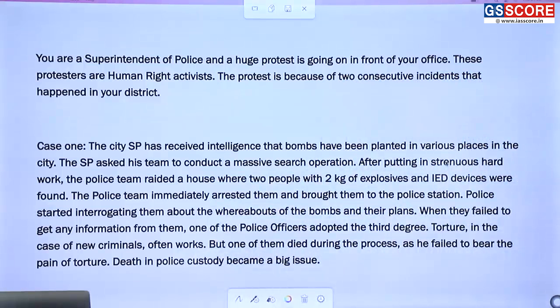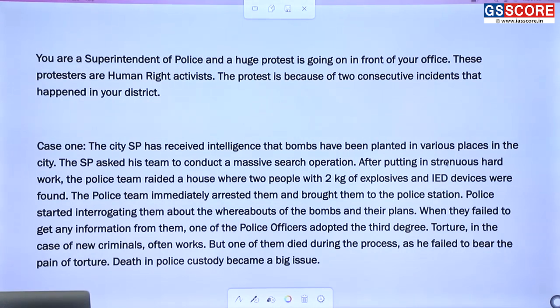What does it say? It clearly says you are a superintendent of police and a huge protest is going on in front of your office. These protesters are human rights activists. The protest is because of two consecutive incidents that happened in your district. Case 1: the city SP has received intelligence that bombs have been planted in various places in the city. The SP asked his team to conduct a massive search operation.